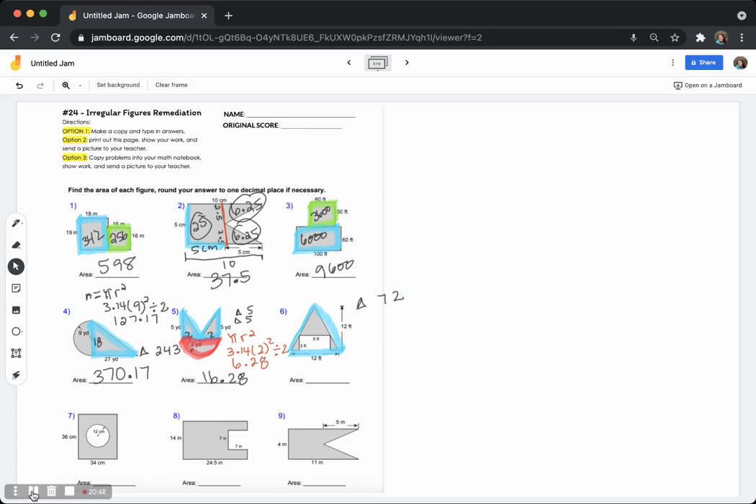And then for the rectangle, I will just do 9 times 3, and that is 27. And then since I just want the shaded portion, I'm going to subtract these two. That's going to give us an area of 45.